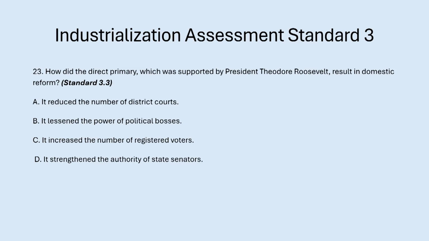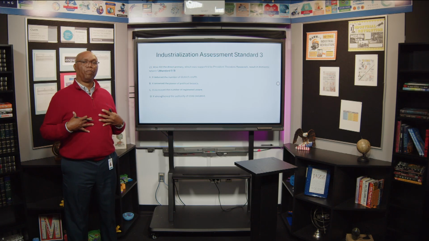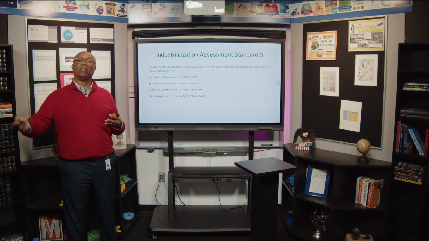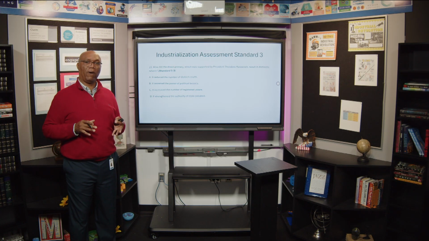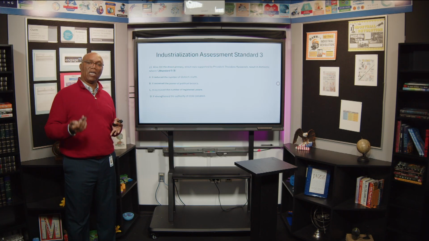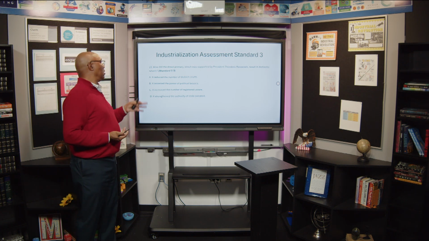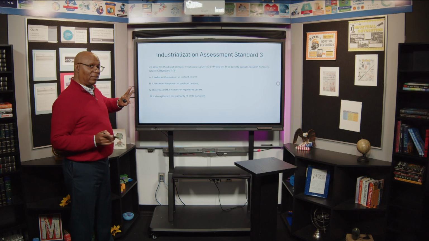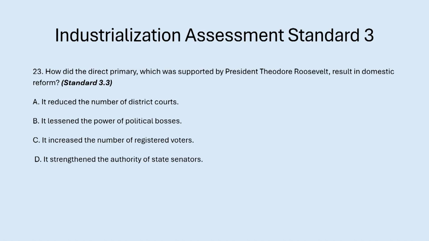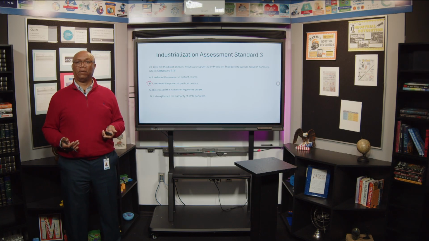So how did the direct primary, which was supported by President Roosevelt, do this? Once again, this is just something that comes from the fact list that we provided for you. The idea of the direct primary was to give people more of a say in terms of who their representatives would be. So it reduced the number of districts in court? Nope. It lessened the power of political bosses? Possibly. It increased the number of registered voters? Strengthened the authority of state senators? The best answer: it lessened the power of political bosses. Well, you say, how did it lessen the power of political bosses?